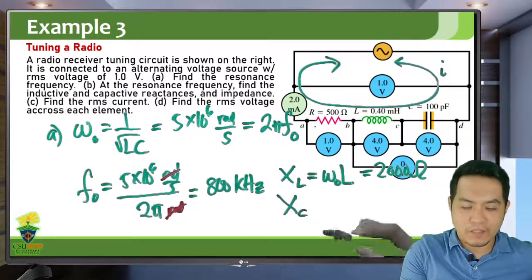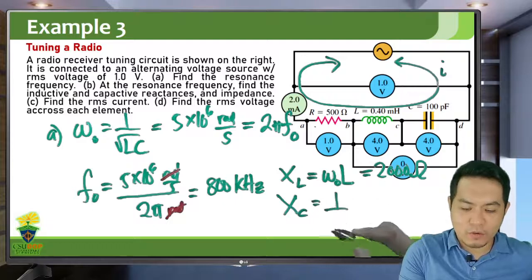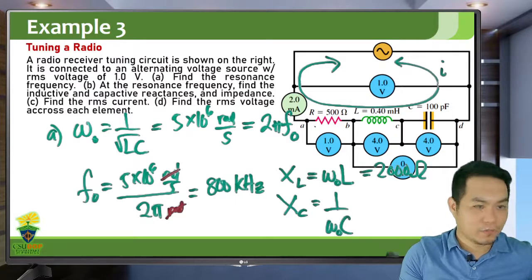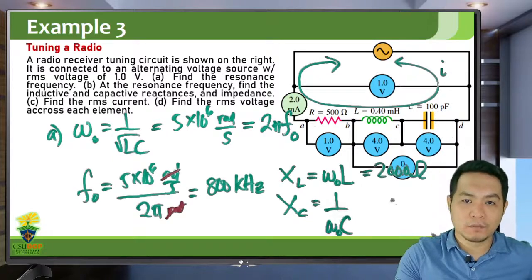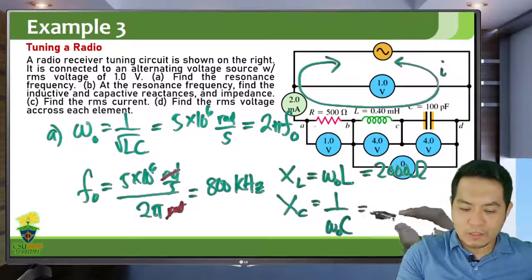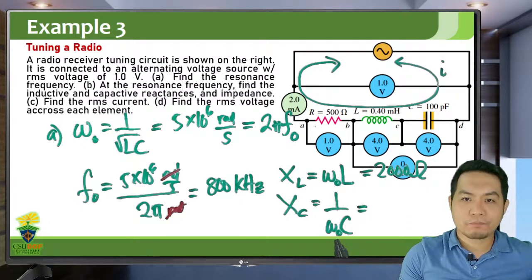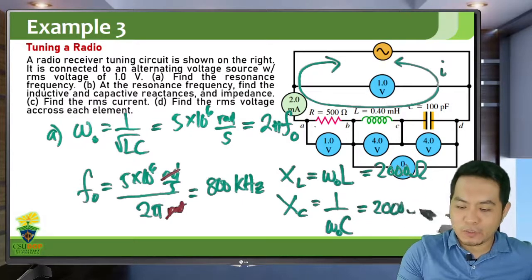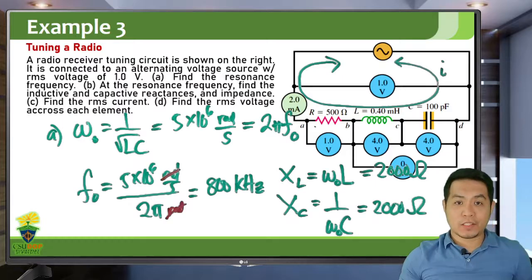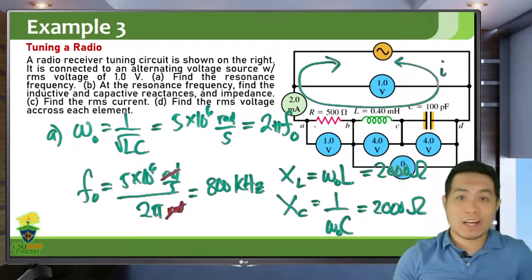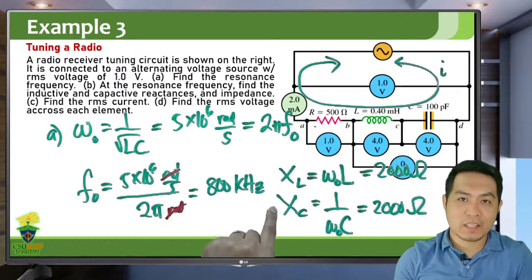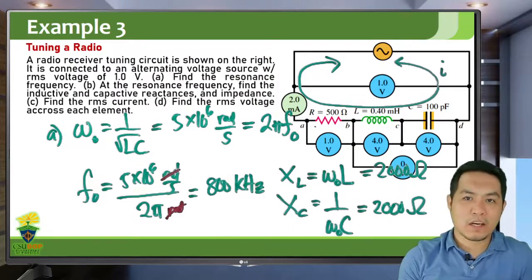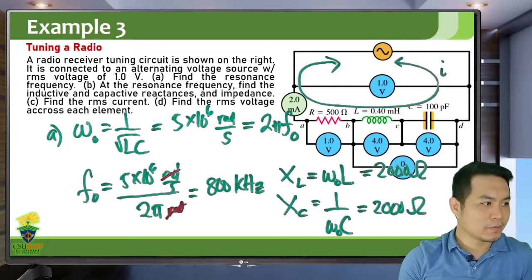For the capacitive reactance, it's 1 over omega naught C. The capacitance is 100 picofarad, 100 times 10 to the negative 12. So you take 1 over that product, and of course you will still get 2000 ohms, because that is the condition for resonance: the inductive reactance and the capacitive reactance must be the same. So they're both 2000 ohms. Okay.